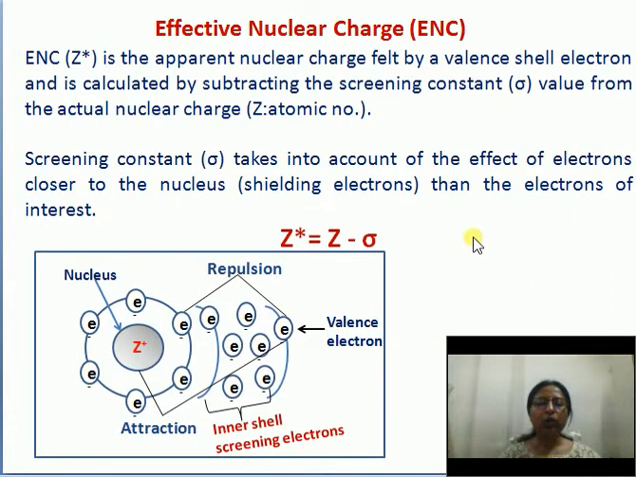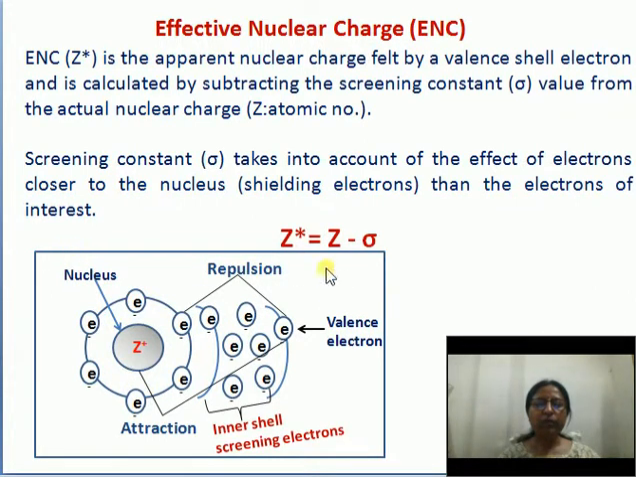Before going to Slater's rule, let me tell you about a term called the effective nuclear charge, because we will be using Slater's rule to calculate this effective nuclear charge. What is the effective nuclear charge and why we need to know about it, I am telling you now.